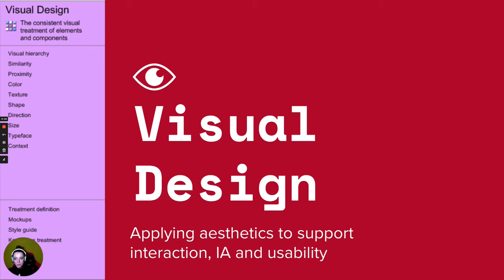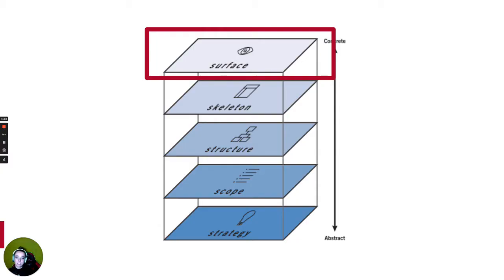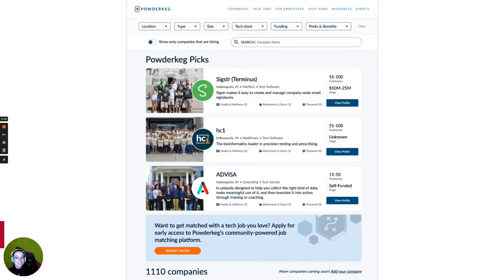Visual design is probably the most obvious. It's the skill of applying aesthetics that support the interaction, information architecture, and usability. So research tells us that things that are perceived as being beautiful to look at are also seen as being easier to use and potentially better experiences. So visual design plays a role. It's sort of a supporting player that makes the usability seem better and can help the interaction and information architecture. It's obviously here in the surface level. It's the most concrete of all of our skills and concerns as a user experience designer.